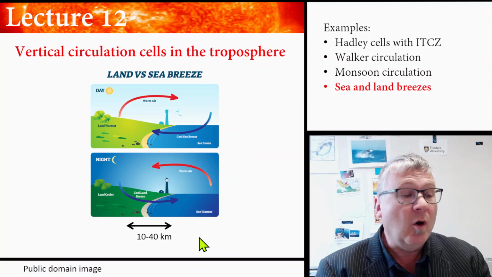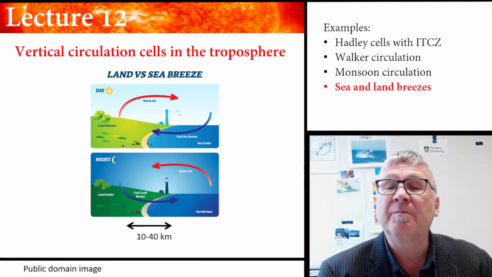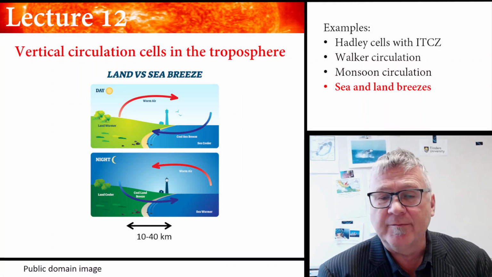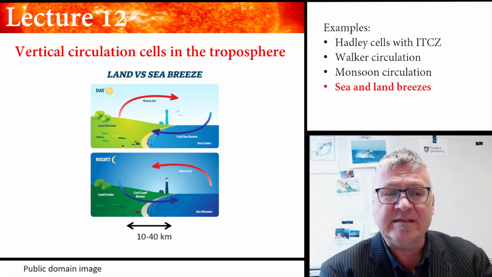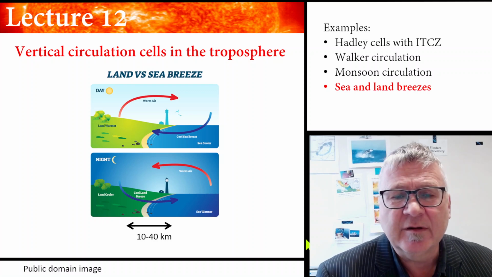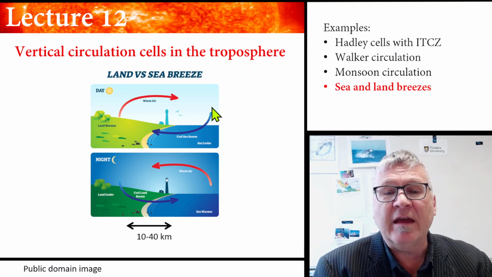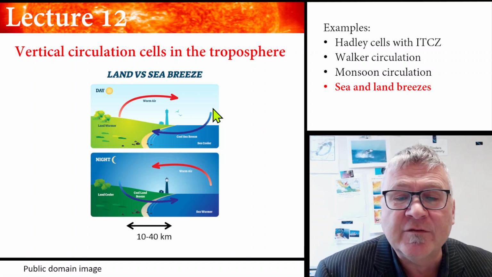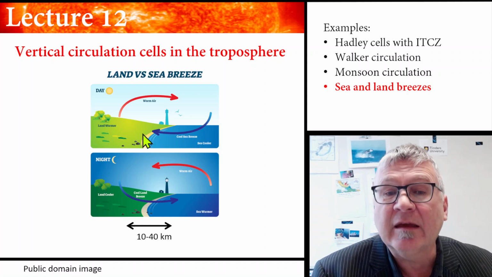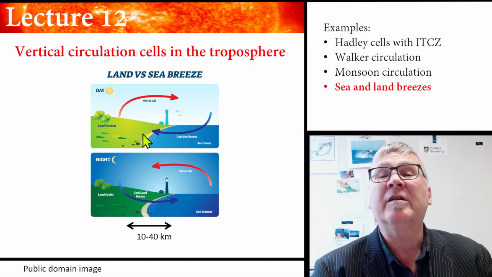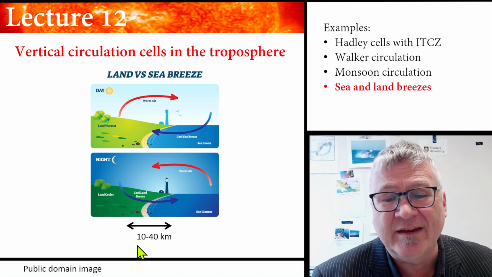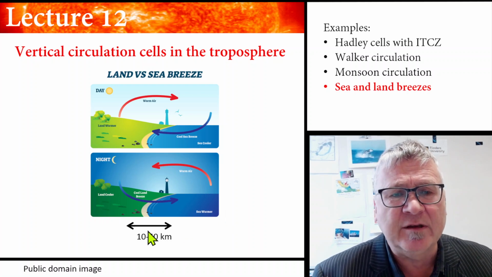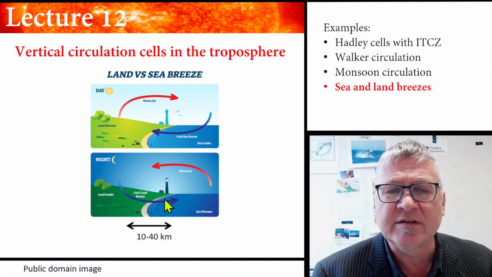On an even smaller scale, you get the land breeze and the sea breeze systems, which, if you have the surface wind coming from the sea, can also trigger rainfall. But on a much smaller scale, we're talking about 10 to 40 kilometers or so. I think it can reach 100 kilometers or so, as far as I remember.